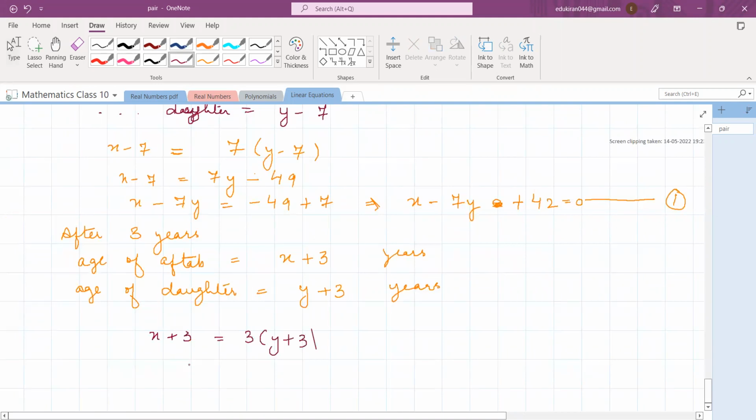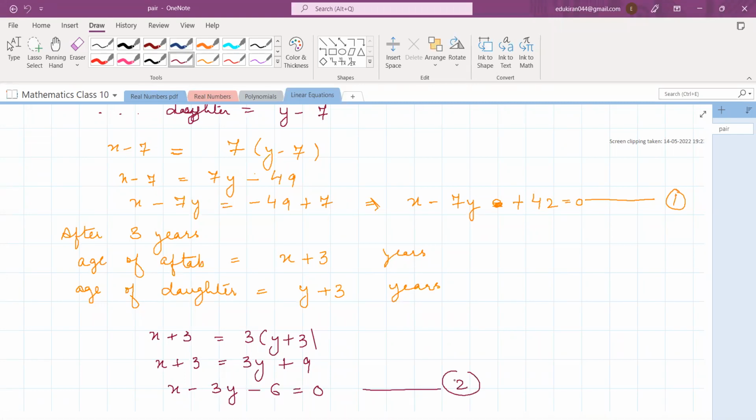after 3 years. So just simplify, X plus 3 is equal to 3Y plus 9. So X minus 3Y, and this 3 minus 9 will be minus 6, right? Is equal to 0. Like same way you will write this equation also. This is your equation number 2. So these are the two equations I have got. So algebraically I have represented.